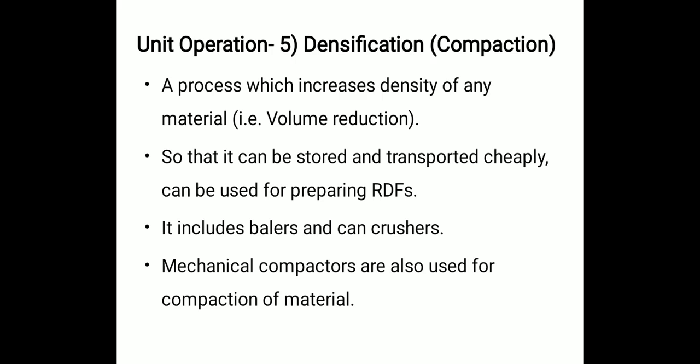It is also used for preparing refuse derived fuel, that is RDF, a product of uniform size and shape, which we use for pellet production, where pellets are used as a waste energy recovery material in different incineration processes. For that we use different equipment like balers and can crushers. Different types of mechanical compactors, like low pressure compactors and high pressure compactors, are also used for compaction of material, so that the material obtained is of uniform or smaller size and its density increases.